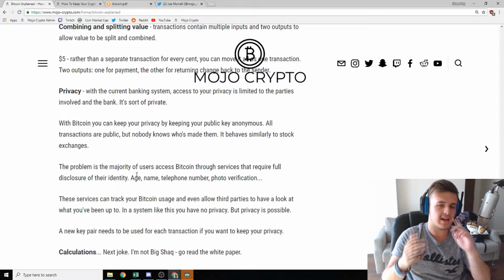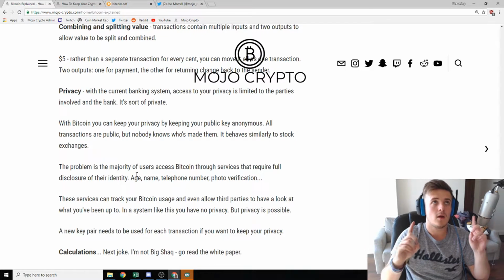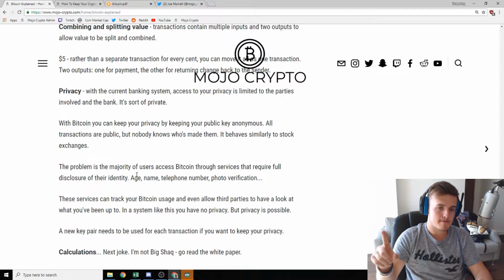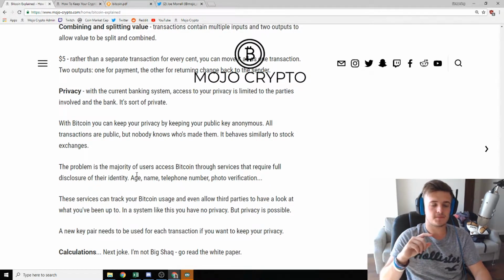That's the beauty of it. It behaves similar to stock exchanges, if you've ever had a look at them. It's public, but nobody can tie that transaction to anyone. But that's how it works in theory. But the problem is the majority of users access Bitcoin through services that require full disclosure of their identity.